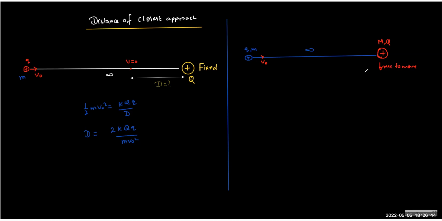Yes, sir. So then how to find the minimum separation? What is the distance of closest approach now? To find d minimum again, what will be the minimum separation between them? So what you will do here? Think about it. So what we need to conserve? So this is like the same question as a spring problem, no? If you remember the spring problem.